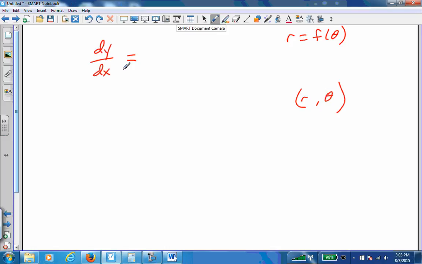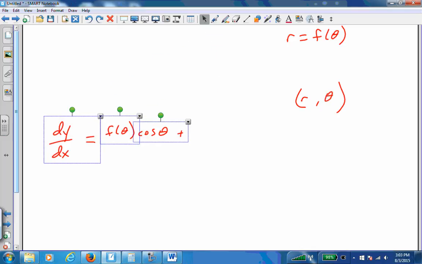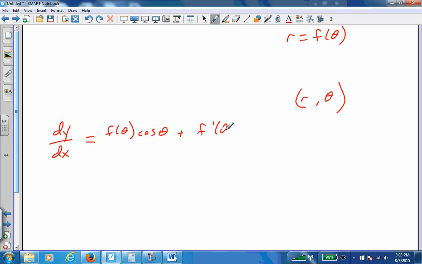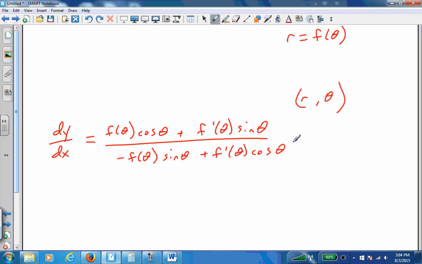So in order to get our slope, I'm not going to derive it for you, but it's our function of theta times cosine theta plus f prime theta sine theta over minus f theta sine theta plus f prime theta cosine theta. Yeah, it does come from the quotient rule.